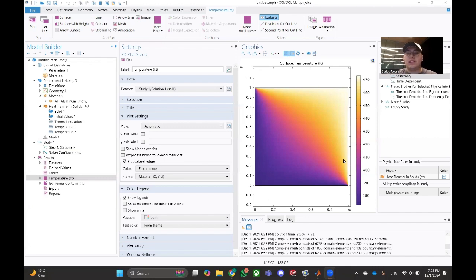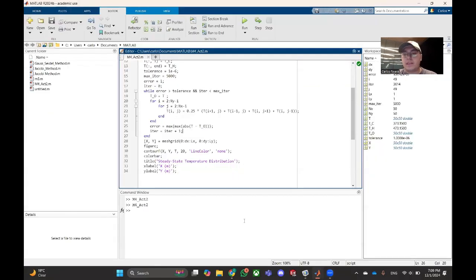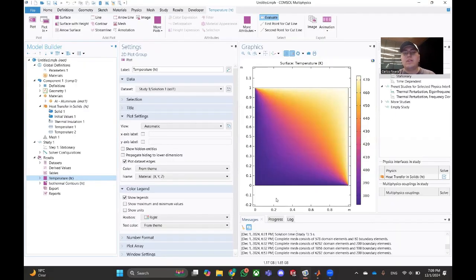In conclusion, we can see that both graphs are very similar, even though the methods by which they compute the temperatures are different. MATLAB uses the Gauss-Seidel iteration method, and COMSOL uses a finite element method. And this confirms that our calculations in both cases are correct.